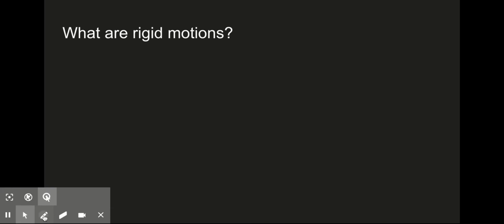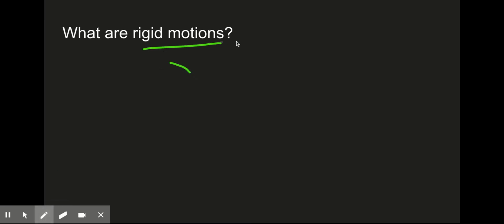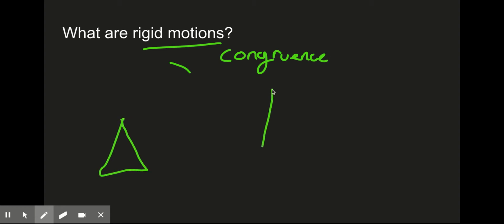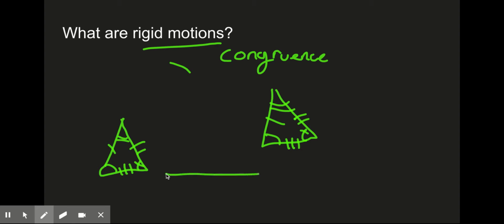So I would start by asking people what are rigid motions, and typically someone is able to remind me, doesn't this have something to do with congruence? Yeah, the idea is two shapes can be considered congruent if everything about them is the same, and the only thing that actually separates them is some combination of rigid motion.